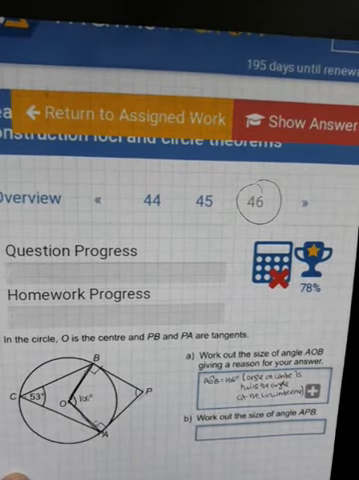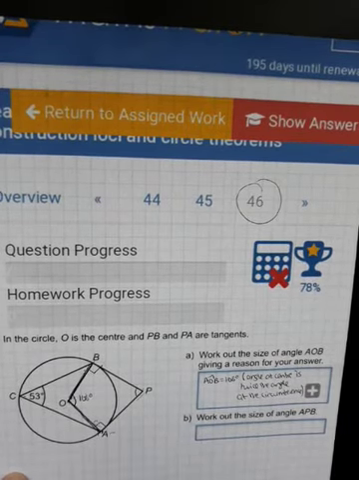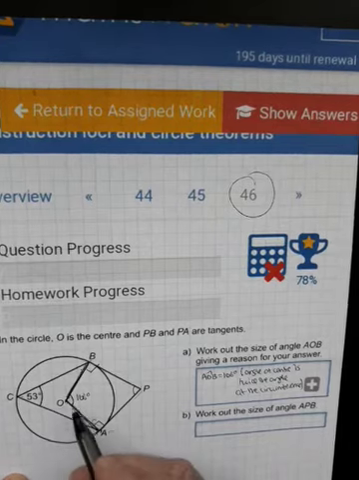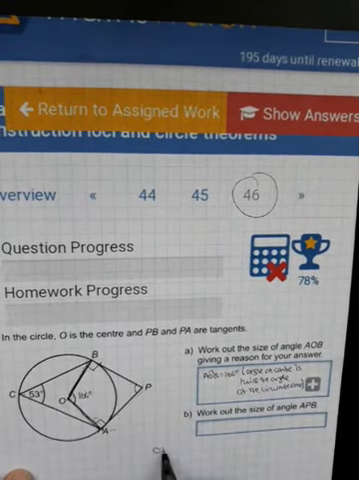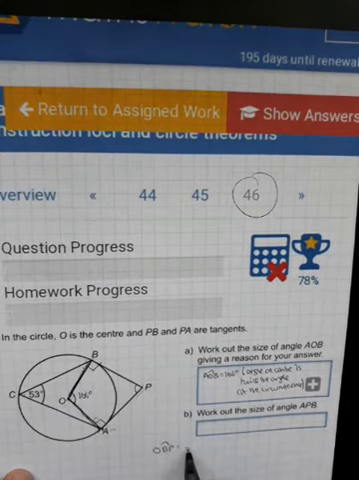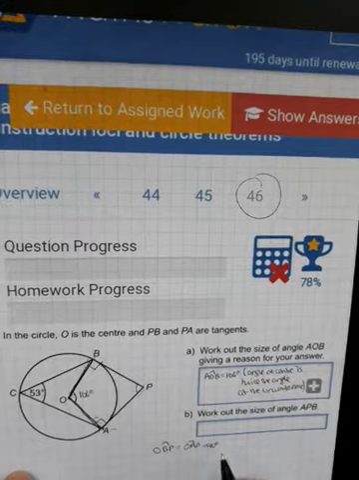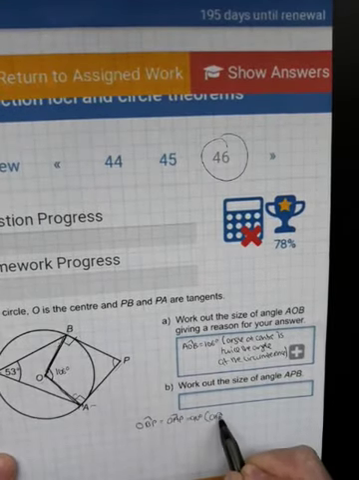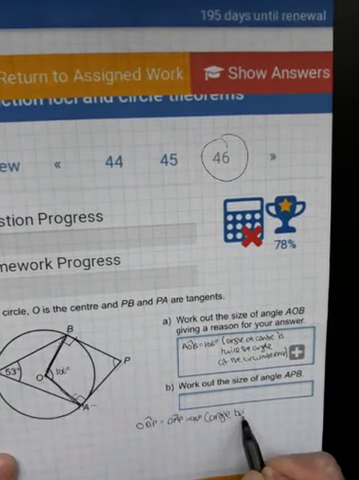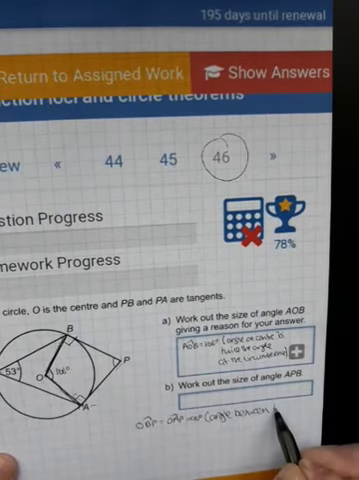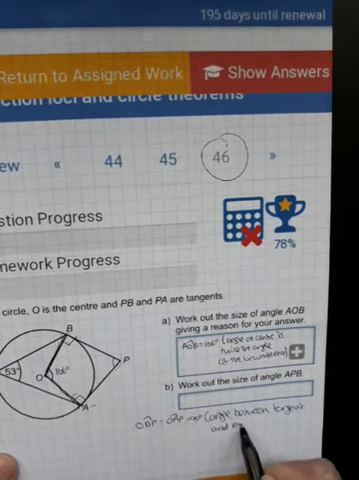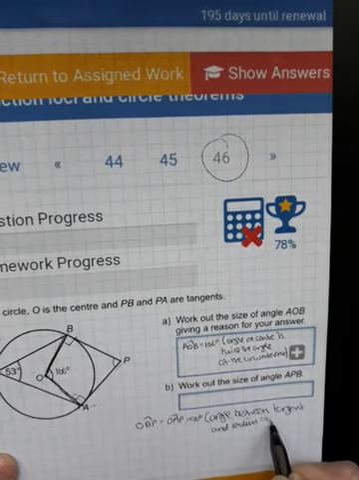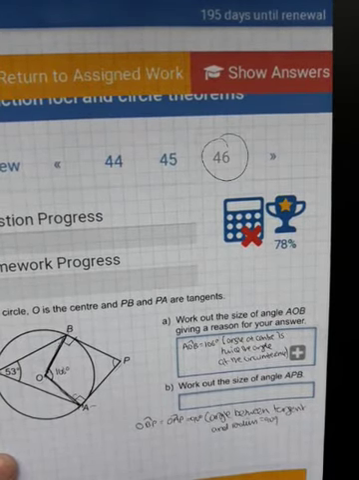So what have we got? We've got a quadrilateral, and we know three of the angles. Well, it's become an easier problem now, isn't it? I need to say about this circle theorem that we've used here. So OBP is equal to OAP, which equals 90 degrees, angle between a tangent and a radius. Okay, so I've got that.